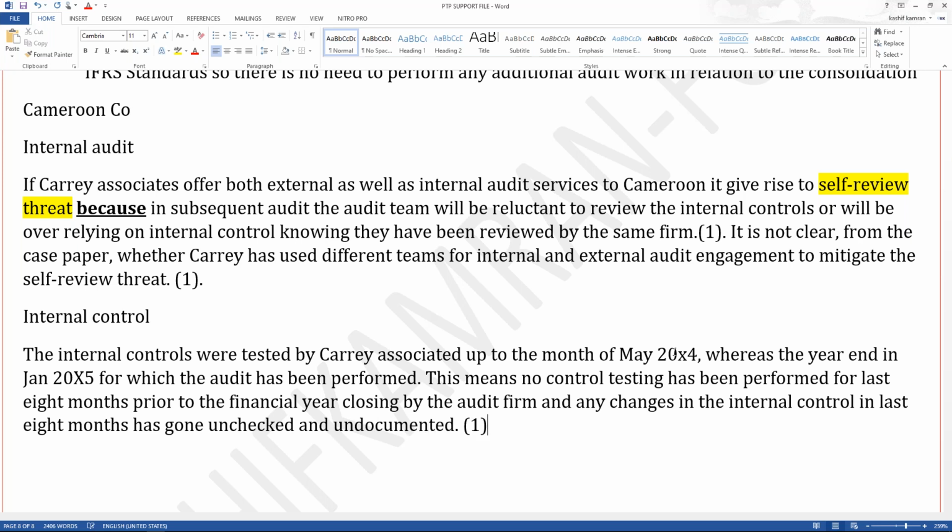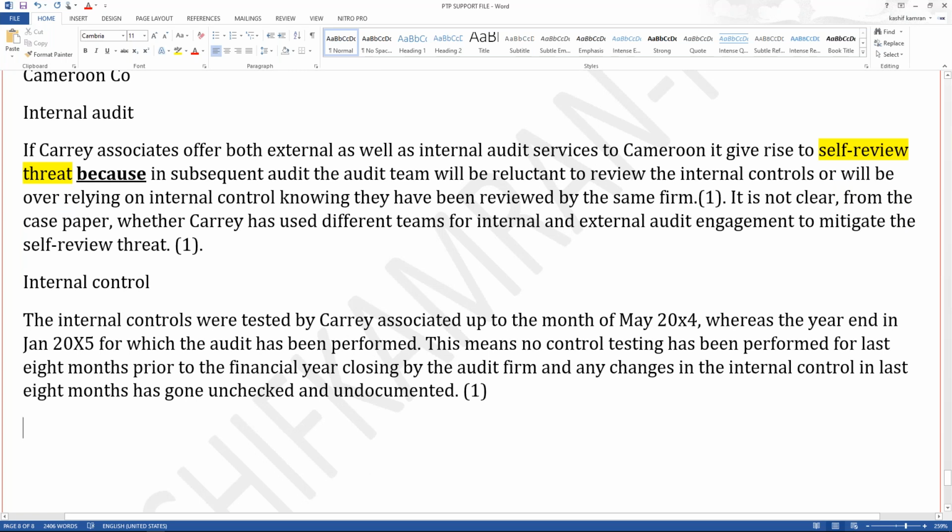So that's the issue. Right? So we tested controls up to May 20x4, not after that. So in the last 8 months, no control testing has been performed. So any design change in the internal control, any weaknesses identified in the internal controls in the last 8 months have gone unchecked and undocumented. That's one problem. The second problem is you are telling the action.